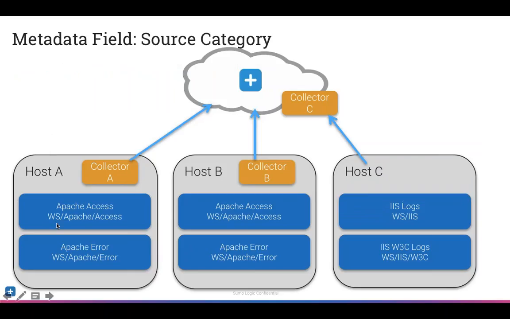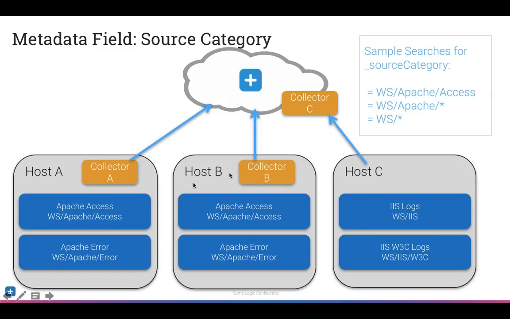All right, I want to talk a little bit about source category, and you noticed that I've added my source categories here to each one of my sources. And I'm using a convention that goes from broader, in this case web server / Apache / access, versus web server / Apache / error. And the reason I want to do that is because if I choose a naming convention that is robust, it can make my searches a lot easier. For example, if I want to just search my Apache Access files, I can do source category equals WS Apache Access, and it will search across host A and host B for my Apache Access.